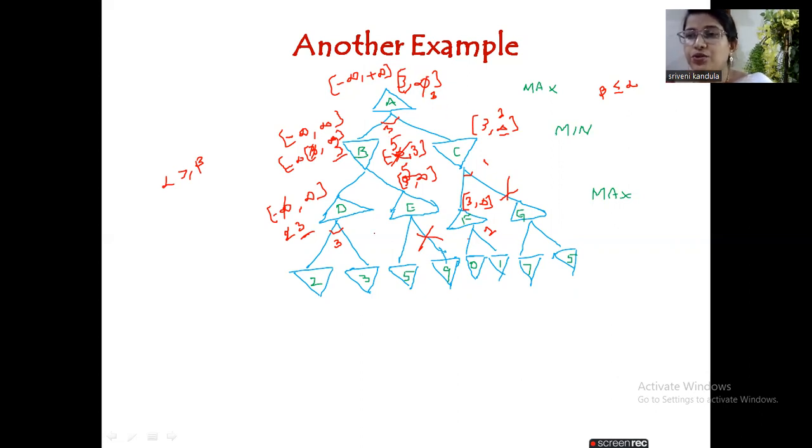So hope you followed. If you have any queries, please let me know in the comment section, and try to solve this example with the help of the algorithm and by considering the previous example.